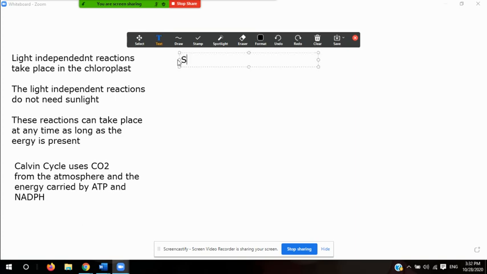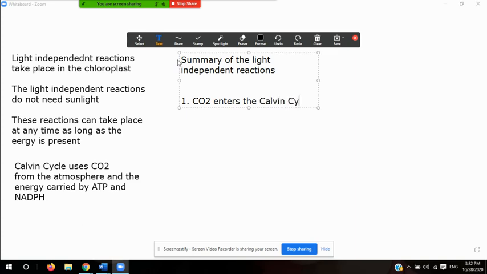So let's look at a summary of the light independent reactions. The first step is that carbon dioxide enters the Calvin cycle. So basically, CO2 enters the Calvin cycle. And remember, the Calvin cycle is basically the light independent reaction. And the carbon dioxide is obtained from the atmosphere.